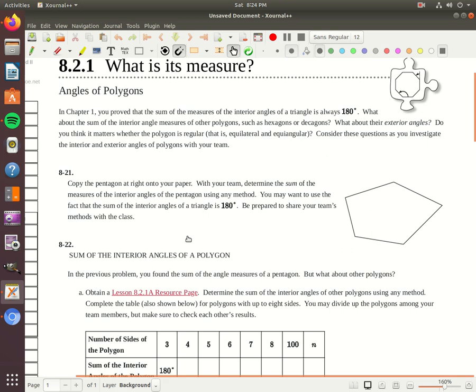So wish me luck. First video for Integrated 2. We're going to do Section 821. Section 811 is constructions. You guys probably remember those at the end of Integrated 1. You would get compasses out and sort of draw arcs and do perpendicular bisectors and that kind of a thing.